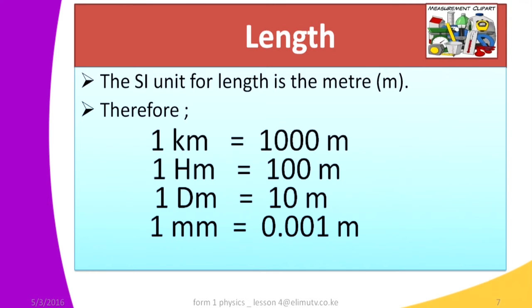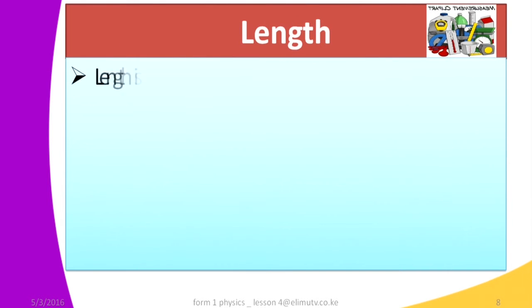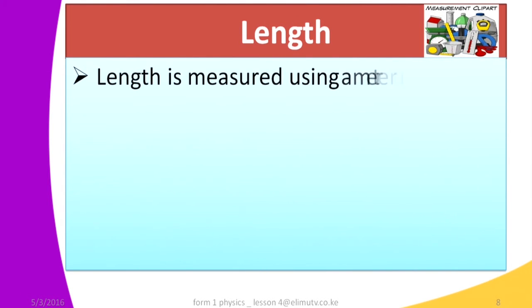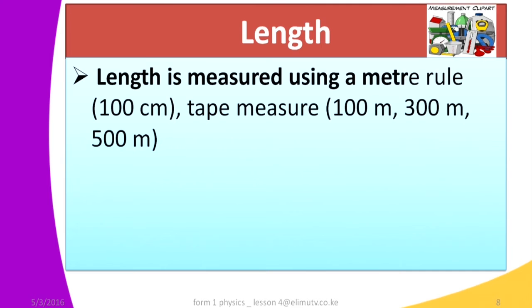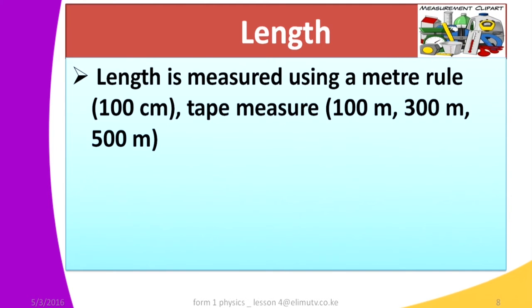Another thing that we have to say about length, you have to look at how length is measured. What instrument do you use for measuring length? Length is measured using a meter rule, and meter rules come in different sizes. We have those of 100 centimeters, and tape measures of 100 meters, 300 meters, and 500 meters. So we have 2 instruments here that are used to measure length. That is a meter rule, and we have a tape measure.